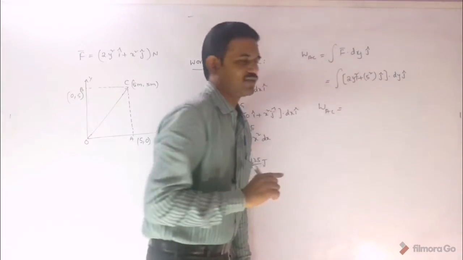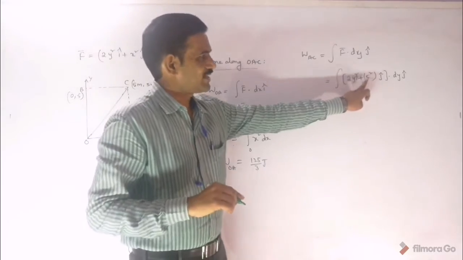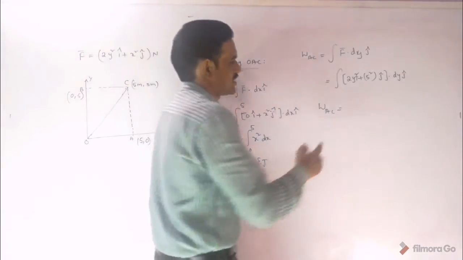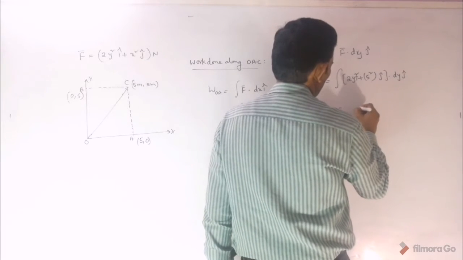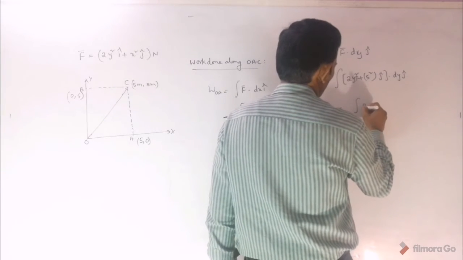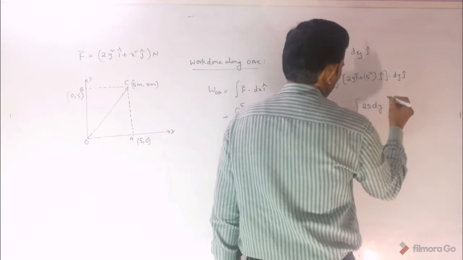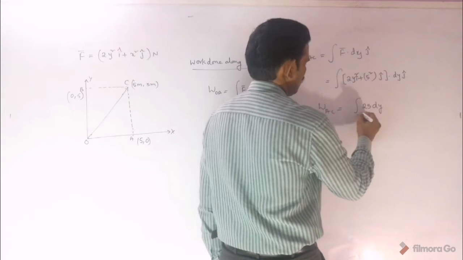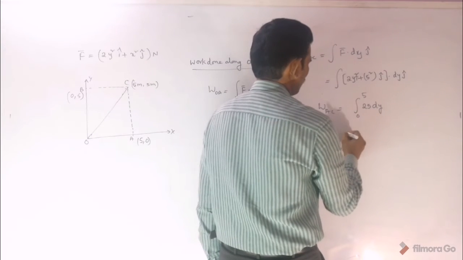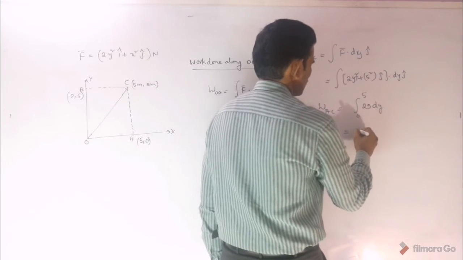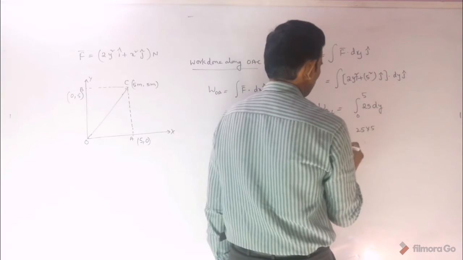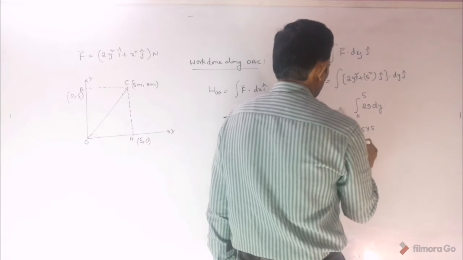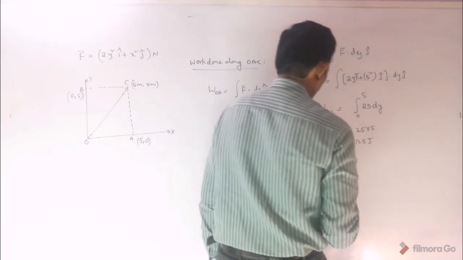Now do the dot product there. Here I cap dot j cap is 0, so the y component term will become 0, and so then only j cap dot j cap will be there, which is the integral of 25 dy, right? And now for this dy, y varies from 0 to 5, so this is 25 into 5, which along this AC path is 125 joules.